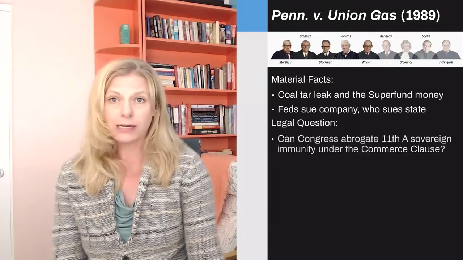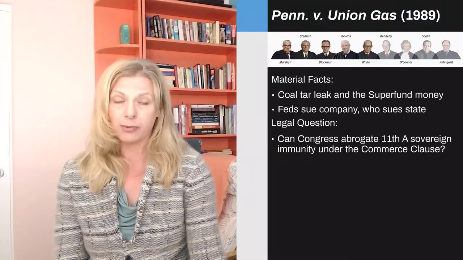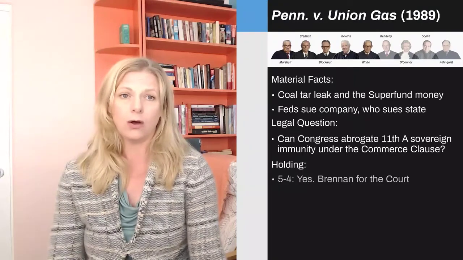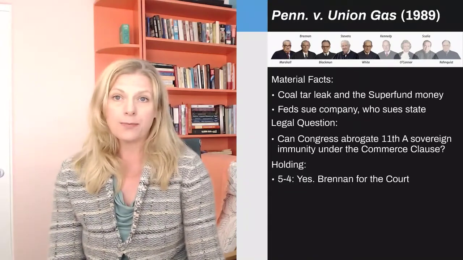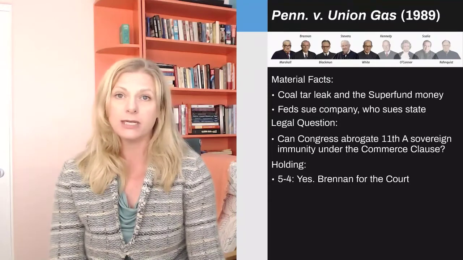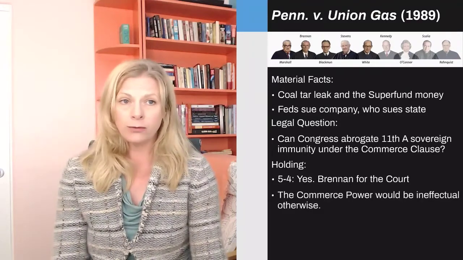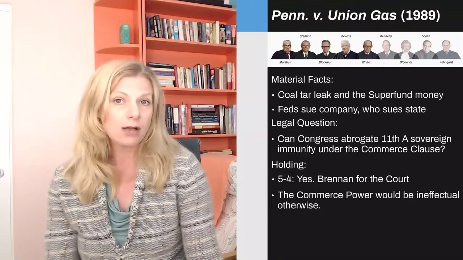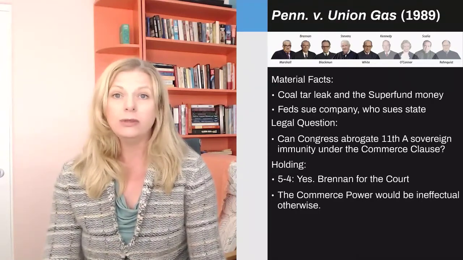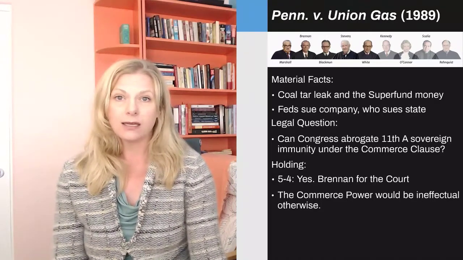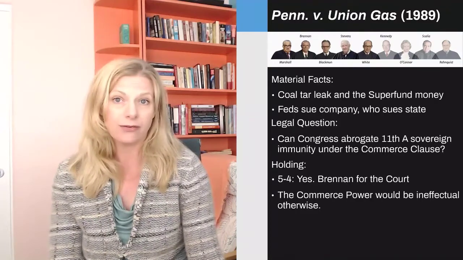And so the legal question that we're interested in here is whether Congress can abrogate 11th Amendment sovereign immunity under the Commerce Clause. And so here we see a holding, a 5-4 decision. And the court holds, yes, that absolutely Congress can abrogate the 11th Amendment sovereign immunity under the Commerce Clause power. So Brennan writes this opinion, and the main thrust of this opinion is that it's necessary for Congress to be able to do this because it is the only thing that allows for a real remedy that would help to make the commerce power actually have effect. So without it, the commerce power would be ineffectual.